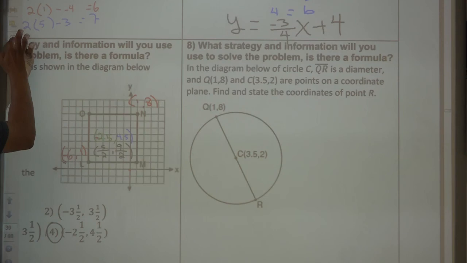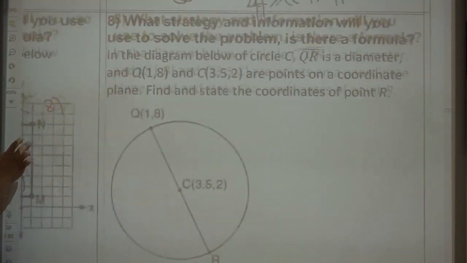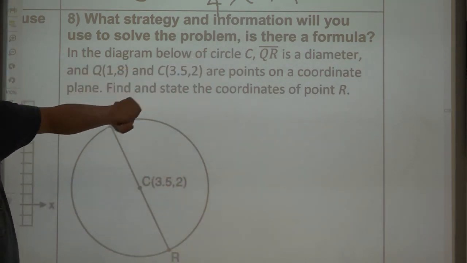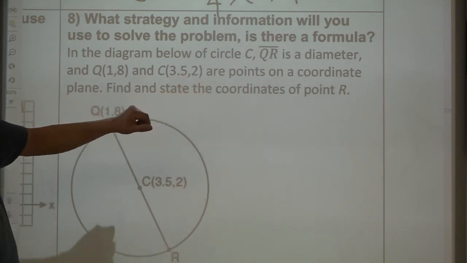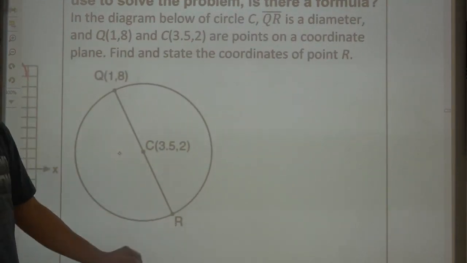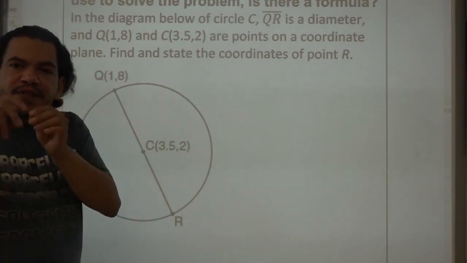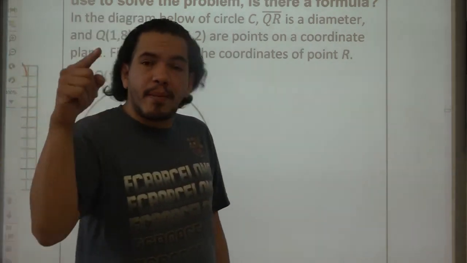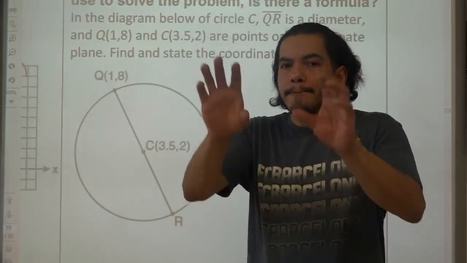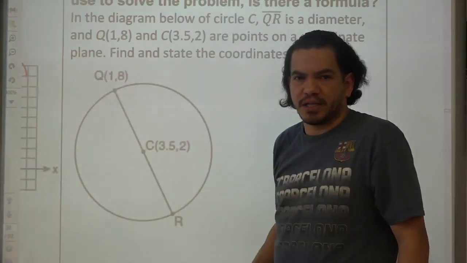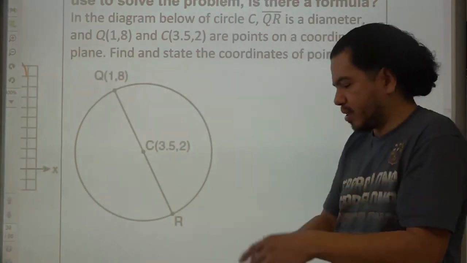Okay, problem number 8. What does it say? So, in the diagram of circle, we got a circle and they want what? Find and state the coordinates of point R. Alright, they want point R. They want an endpoint. If they want an endpoint, they gotta provide us with the midpoint. And when they want the endpoint, remember what you gotta do. You're going to multiply the midpoint by 2 and subtract one of the coordinates. The coordinate that you're working with.